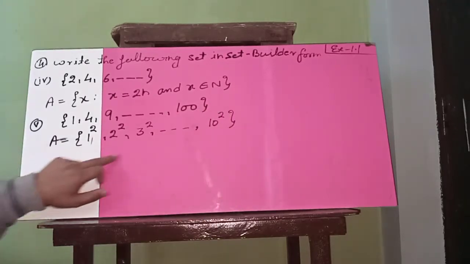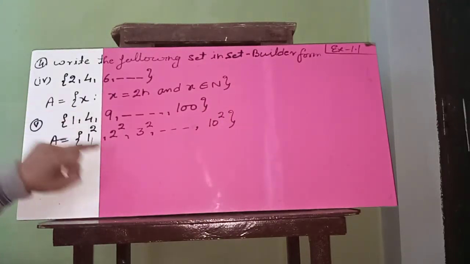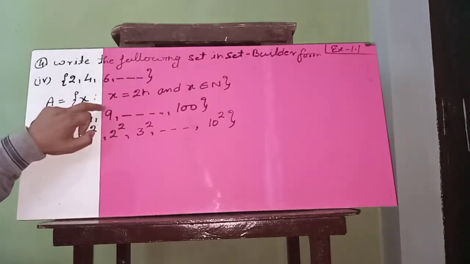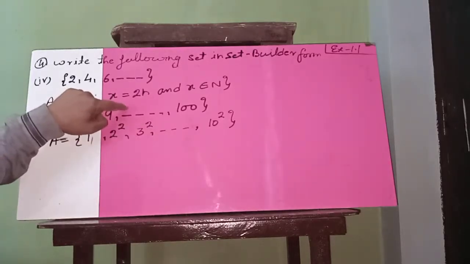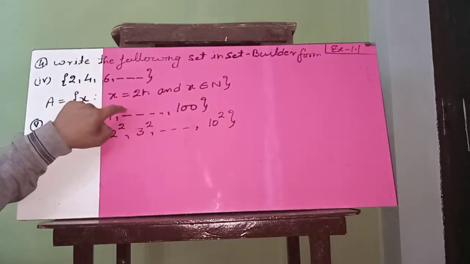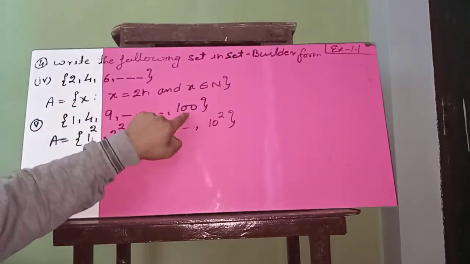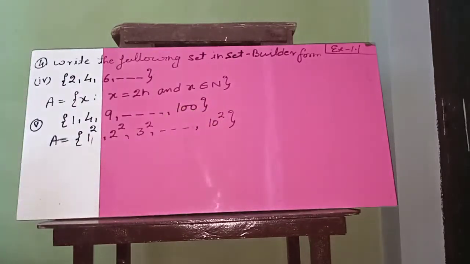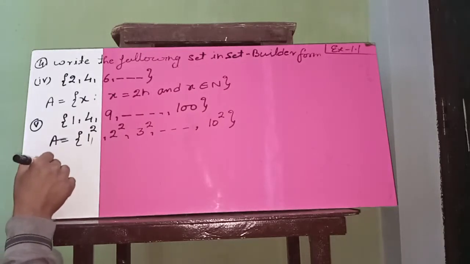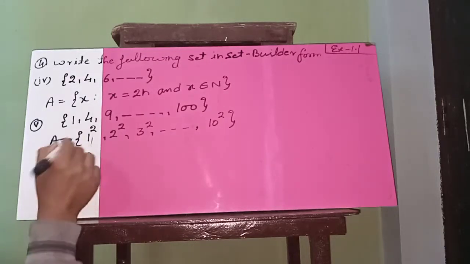Okay, observe the elements: 1 to the power of 2, 2 to the power of 2, 3 to the power of 2. Here the element is 16, so it means 4 to the power of 2, and 100 is 10 to the power of 2. So now we will change the given set into set builder form.